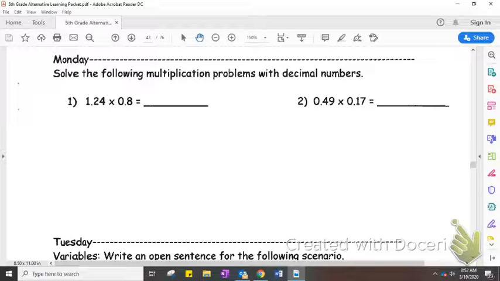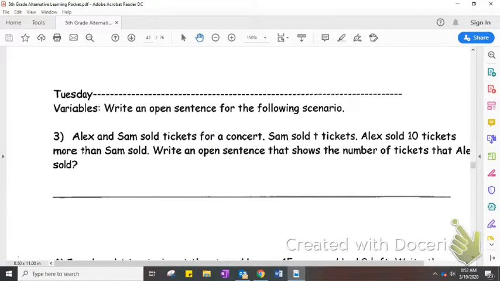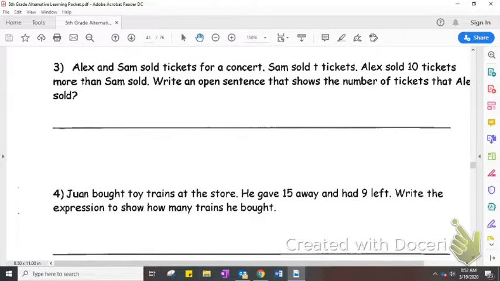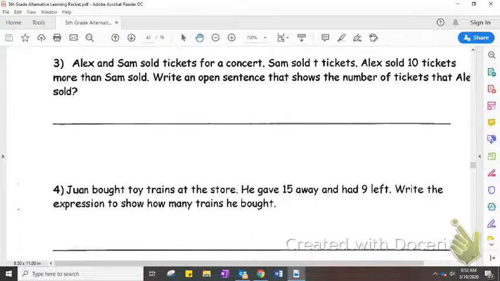Let's move on. It says, Tuesday, write an open sentence. Okay, so we learned about equations and expressions. Equations have an equal sign.